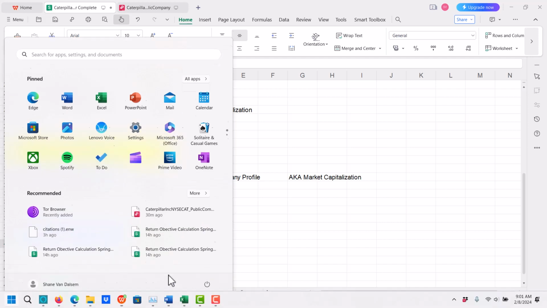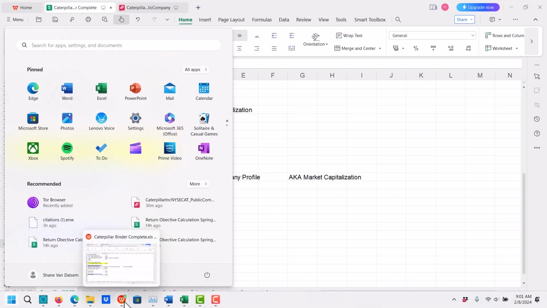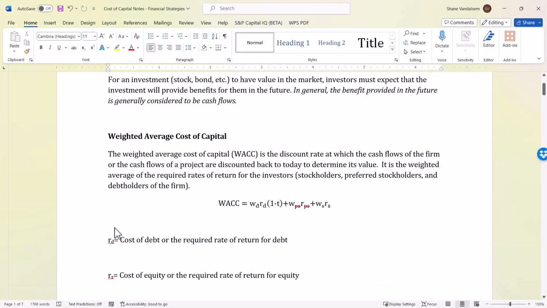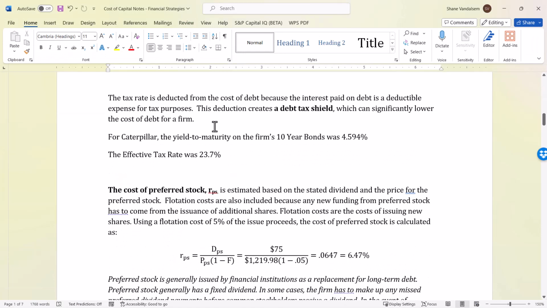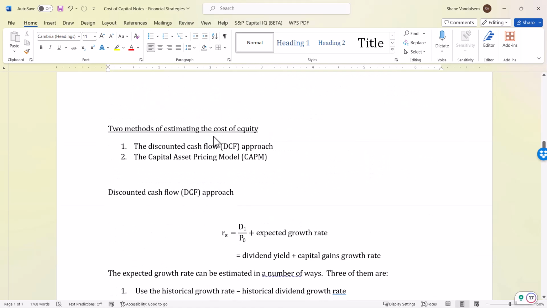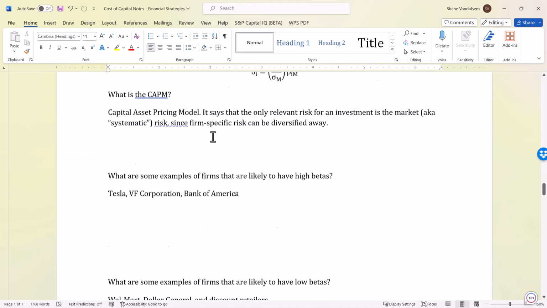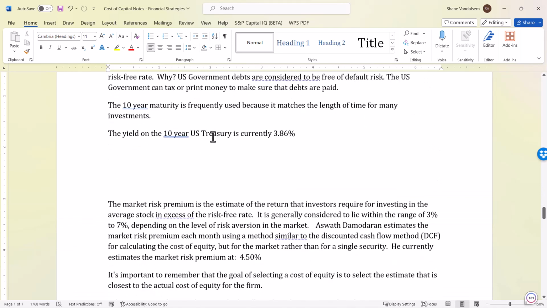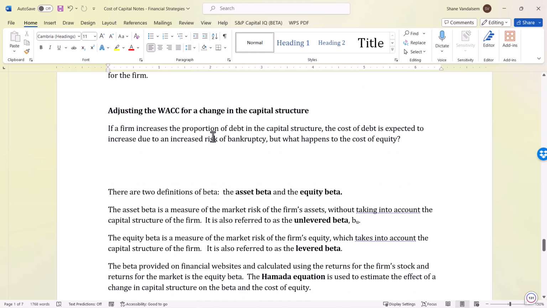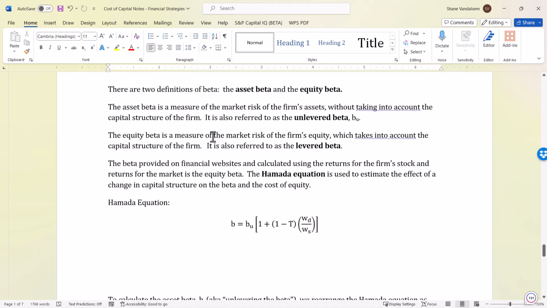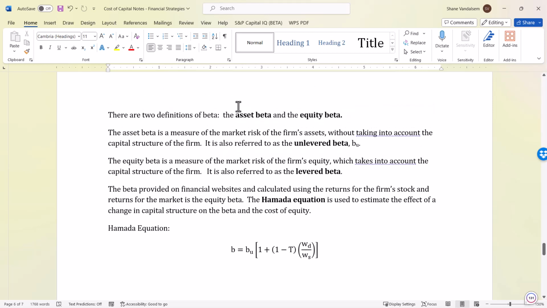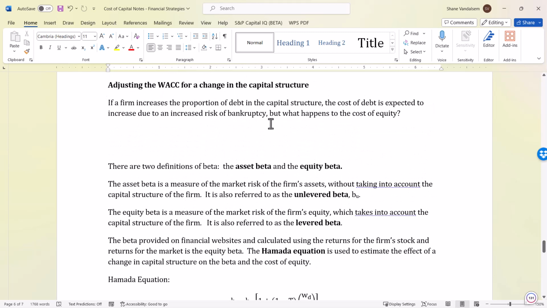So now I'm going to go back out to the notes, and we're going to talk a little bit about how to adjust the cost of equity for a change in capital structure. And then we're going to take that idea and use it to determine the cost of equity for just a segment of the firm. Okay. So, adjusting the weighted average cost of capital for a changing capital structure.